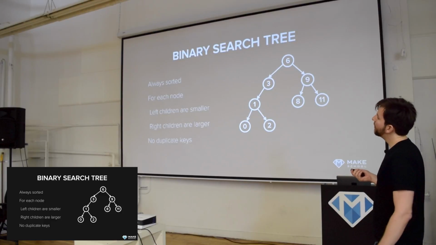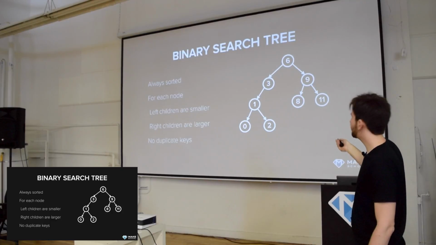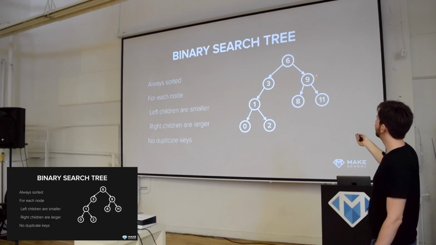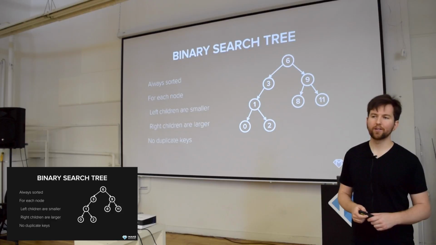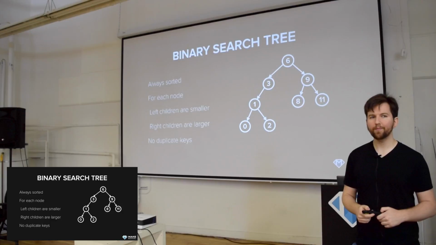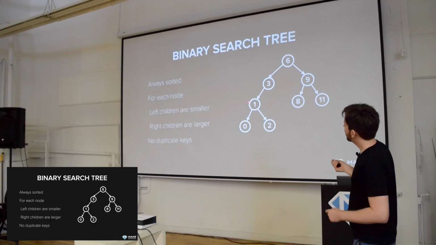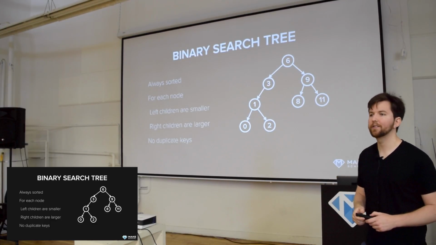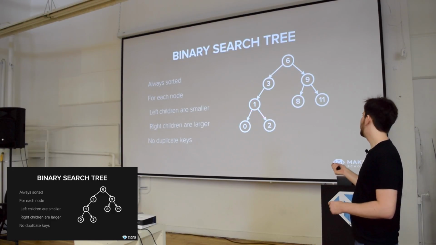So for every node in a binary search tree, the left children are smaller and the right children are larger. Here the root node is 6. The left child here is 3, which is smaller, and the right child is 9, which is larger. And there are no duplicate keys allowed, because then the sorting property would fall apart and things would get messy. If we look at each of these nodes, 3, the left child is smaller, it has no right child, that's okay. Binary search trees do not have to be balanced. So there doesn't need to be a child here. 0 is less than 1, but 2 is greater.